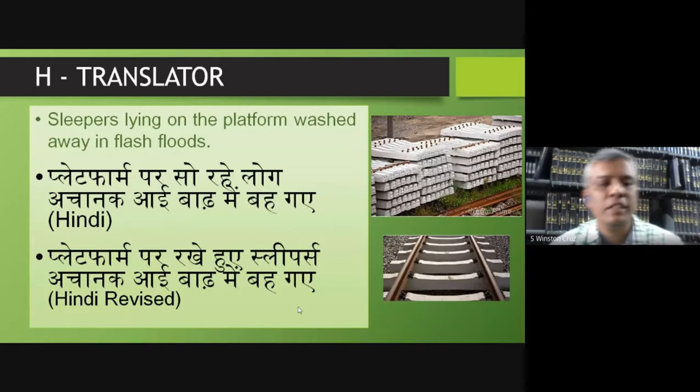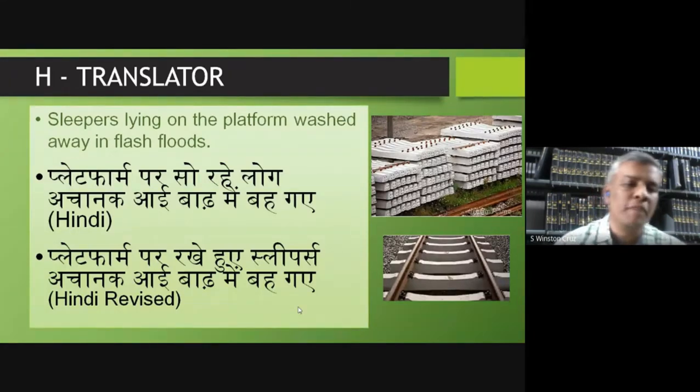Now, you see here, sleepers who were sleeping on the platform. This is the first translation it has given. Sleepers lying has become sleepers who were sleeping on the platform, and they were washed away in the sudden flash flood. That's how it is given.